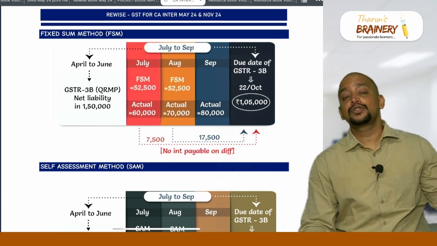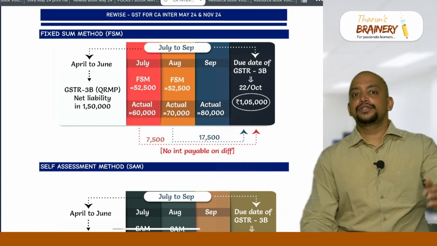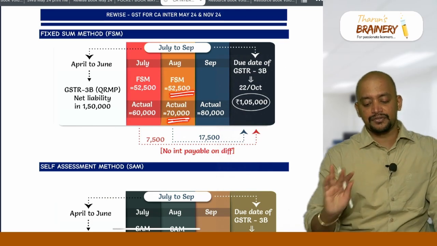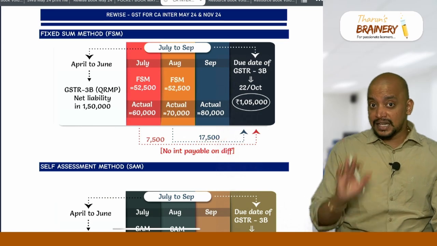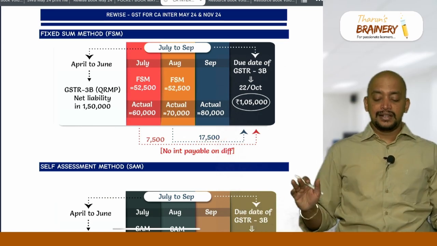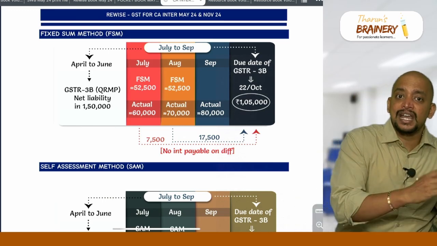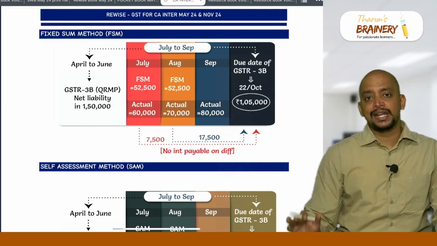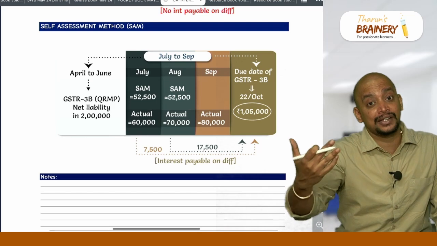Because the department is only asking you to pay this fixed sum, if you pay that amount, there is no interest. Same way here, 70,000 minus 52,500 is 17,500. If you pay this 17,500 by 22nd October, there won't be any interest. So what is the differential amount? Actual liability of the month minus the FSM of that month. If you pay by the 3B due date, you don't have to pay interest. But under the self-assessment method, you have to pay that interest.